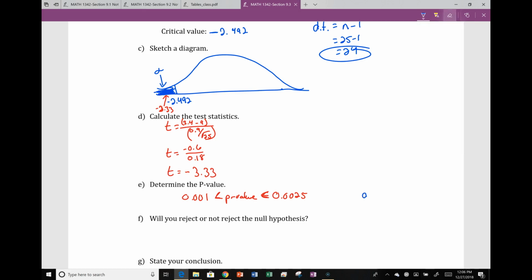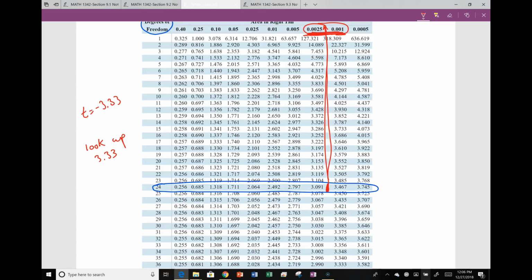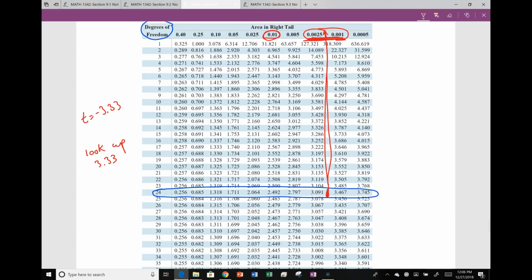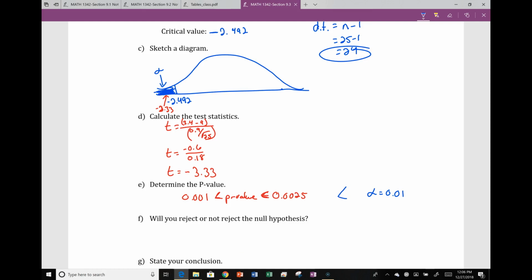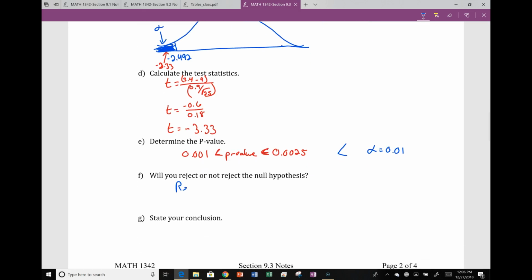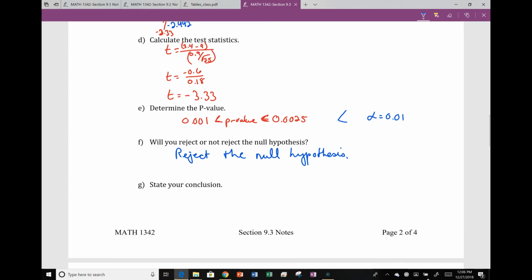Now looking at these two values, I want to compare this to the alpha of 0.01. Well, I can kind of do that over here. 0.01 is here. These are down here. So my alpha is actually larger. So my p-values are less than my alpha. So I will reject the null hypothesis. And we also found that by stating, here is my test statistic. It is in the shaded region.